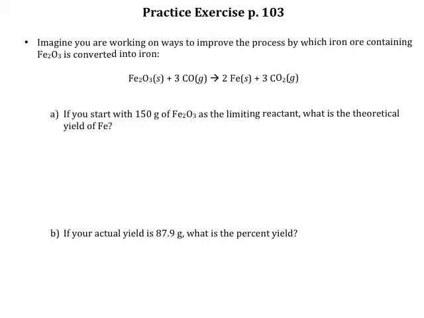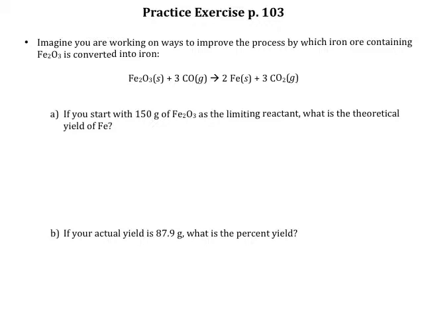This is a practice exercise from page 103 in your textbook. We're learning how to calculate theoretical yields and then percent yields. These problems can also be part of limiting reactant problems, like from the previous videos, so it's possible you'll have to go through a full set of calculations in order to determine the limiting reactant, in order to determine the amount of product produced, to use that to make your theoretical and percent yields.